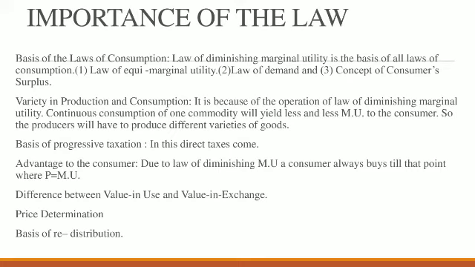Based on this, the government also levies progressive taxation, that is, indirect taxes. People with more income derive lesser satisfaction and people with less income more satisfaction. In that case, the government levies high taxes on the high-income group. It is also an advantage to the consumer. Due to the law of diminishing marginal utility, a consumer always buys up to the point where price equals marginal utility, that is, additional utility. So he always makes a kind of calculation.